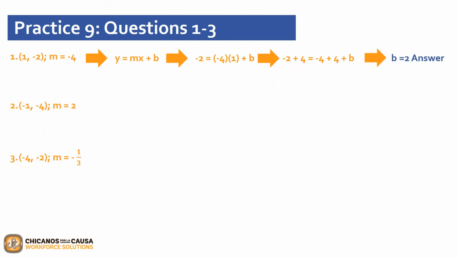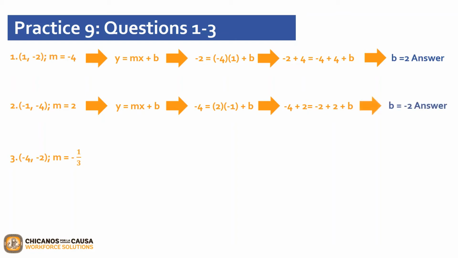Question 2. Our ordered pair is (-1, -4), and our slope is 2. Taking that same formula of y equals mx plus b, which as you know is the slope-intercept form, we're going to plug in our values. This gives us -4 equals 2 times -1 plus b. To isolate that b by itself, we're going to add 2 to each side, giving us -4 plus 2 equals -2 plus 2 plus b, giving us a final answer of b equals -2.